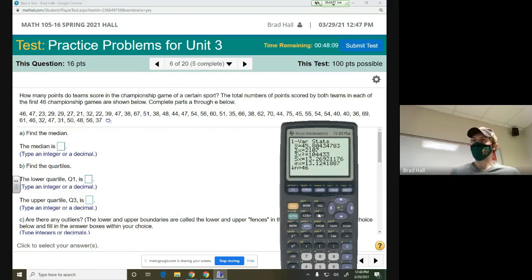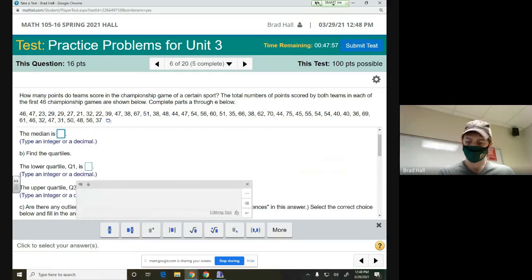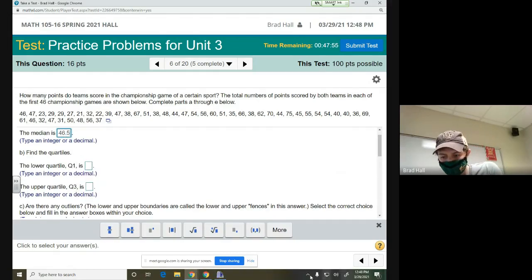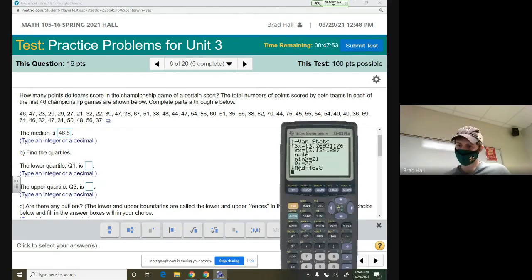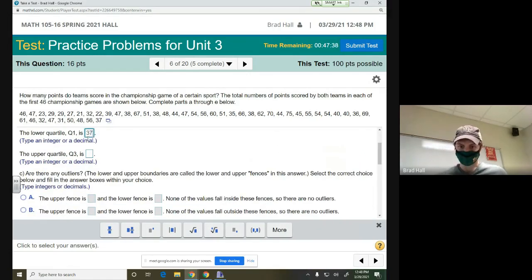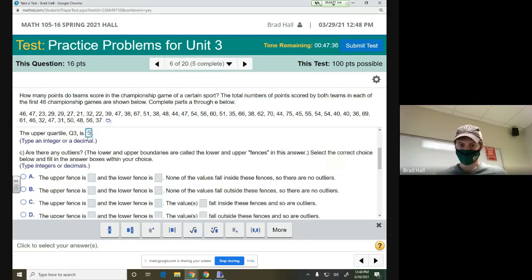But from here, provided we typed in everything correctly, they want us to find the median. And the median, just scroll down a little bit on the calculator, it seems to be 46.5. You can also go ahead and put in the first and the third quartile, which the calculator also graciously provides for us. So that seems to be 37 and 54, respectively. 37, 54.